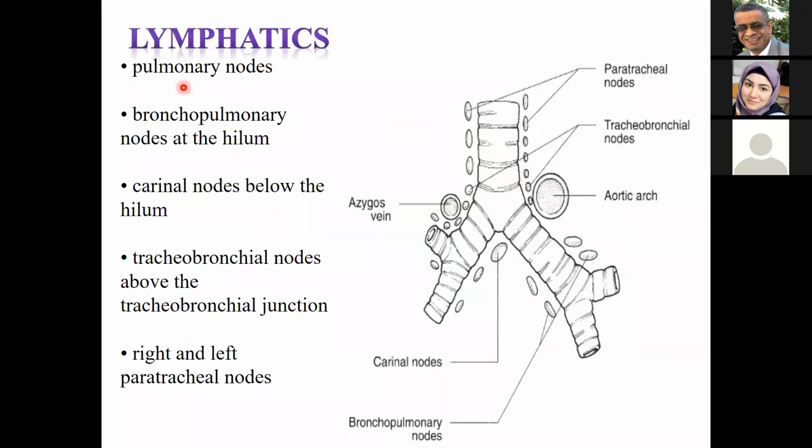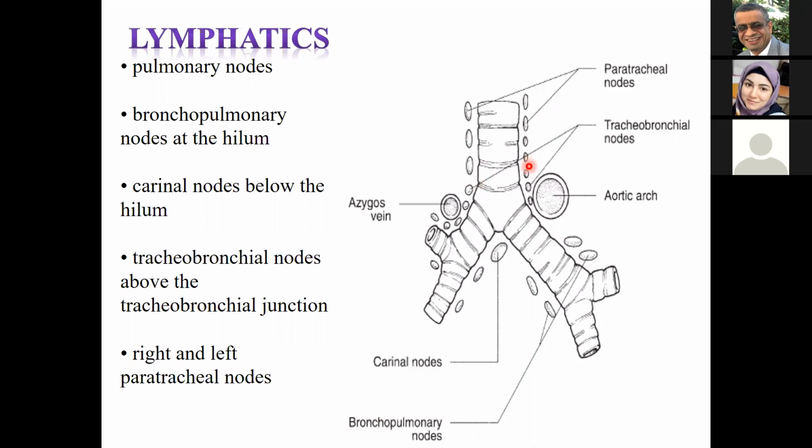The lymphatics. Firstly, pulmonary nodes in the lung tissue. Then bronchopulmonary nodes, carinal nodes, and tracheobronchial nodes above the tracheobronchial junction, and right and left paratracheal nodes, which finally drain into the bronchomediastinal trunk.